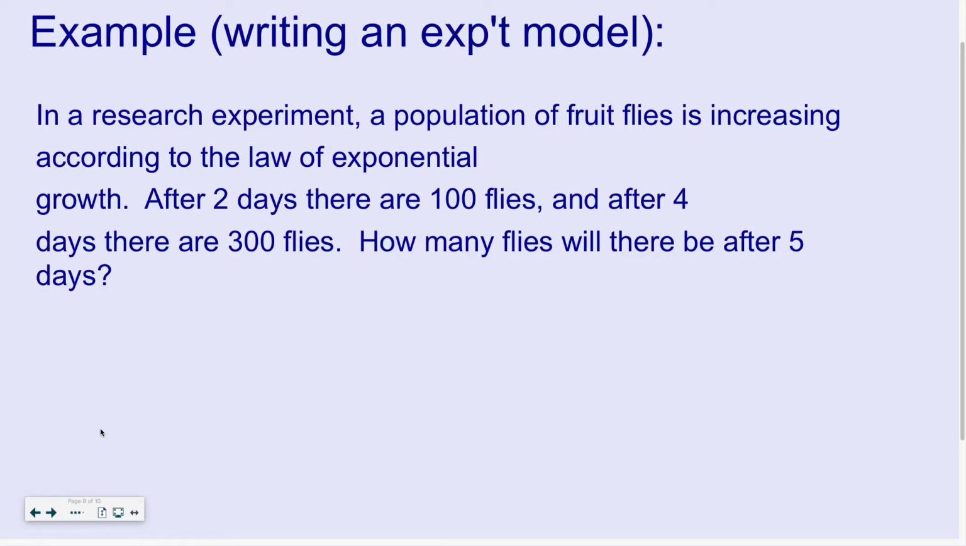This is a research experiment with population of fruit flies. It's increasing according to the law of exponential growth. So that tells you which model to use. Y equals A times E to the BX. And remember, if it's growth, B should be greater than 0.